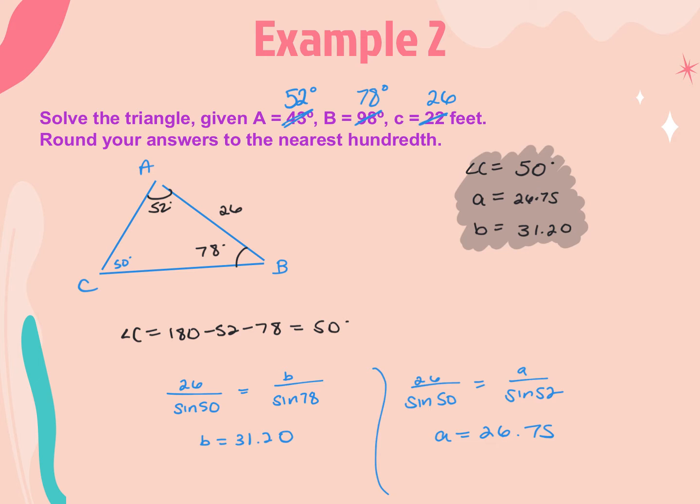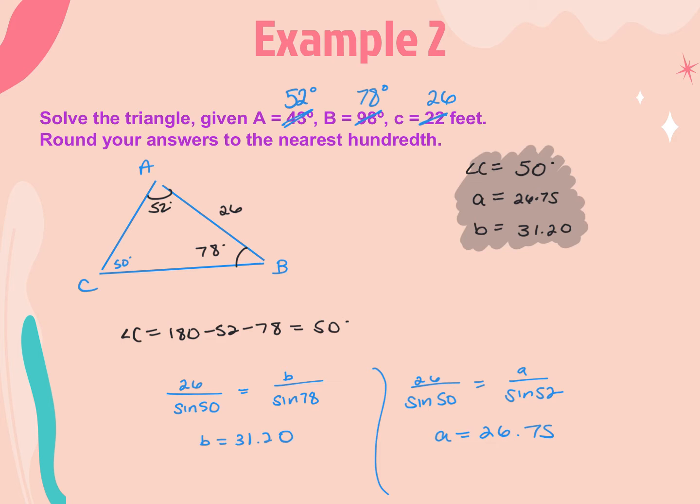All right, so again, I drew the triangle, not needed. If you can do it with the letters, that's totally fine too. But from the letters, you should realize that you don't have two of the same letter. So we had to find angle C first. Angle C, do 180 minus 52 minus 78, and you get 50 degrees. And then C is your complete ratio.